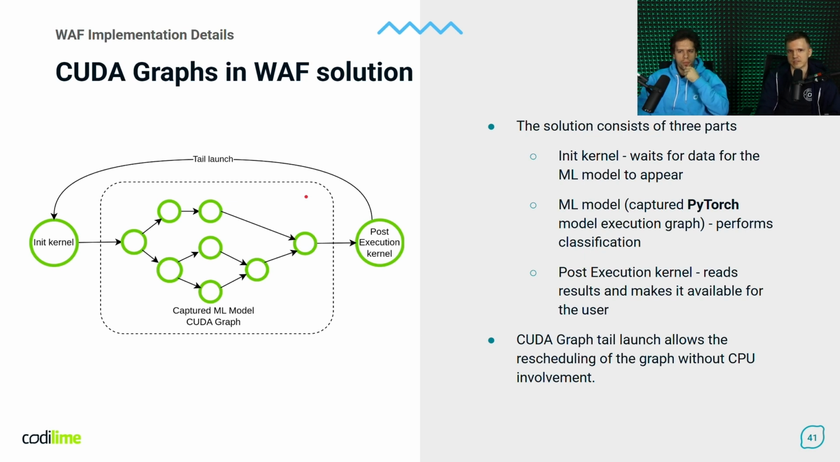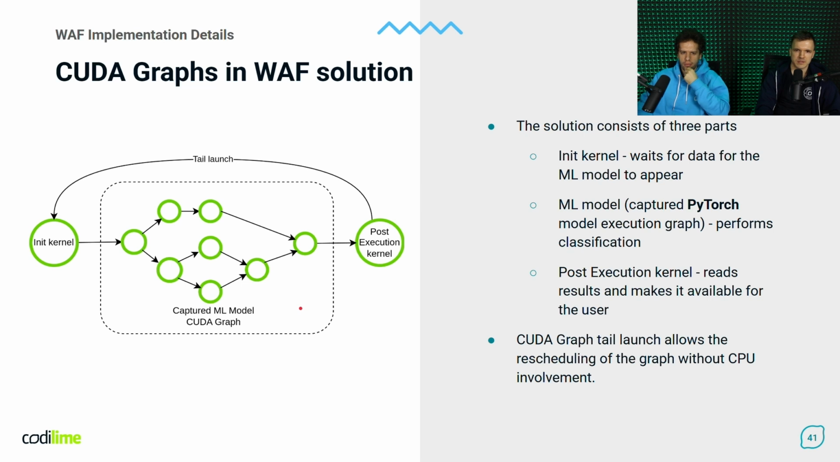So how have we used CUDA graphs in our web application firewall? The solution was split into three parts. First, we had the init kernel, which basically waits for data to appear for the machine learning model. It waits for the DPU to write the data into the GPU memory, and also set some flag that the data is there, so that the init kernel can read this flag and proceed to the next step. Next, we have the machine learning model, which is actually a captured PyTorch model, because PyTorch actually uses CUDA graphs underneath. So it was quite easy to integrate.